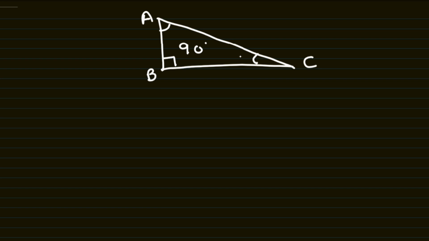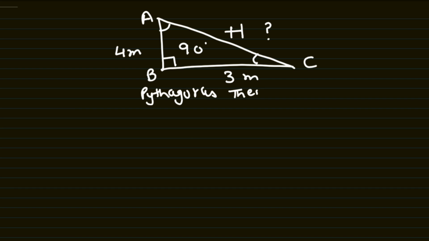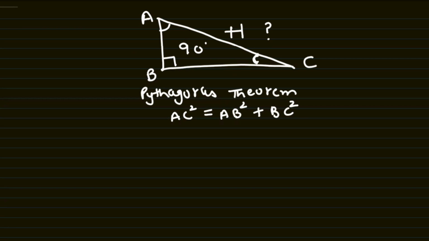And you all know the longest side. What do we call this longest side? Yes, we call it hypotenuse. Now tell me, if you have the side BC 3 meters and side AB as 4 meters, then what will be the length of side AC? Yes, it is 5 meters. You can easily use Pythagoras theorem, that is AC square equals AB square plus BC square.